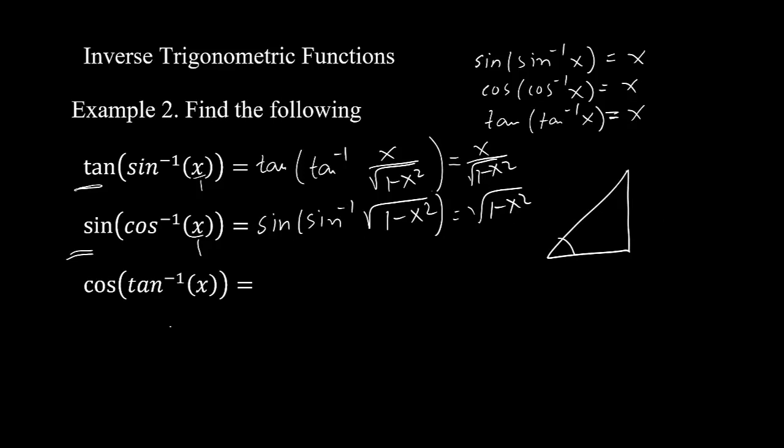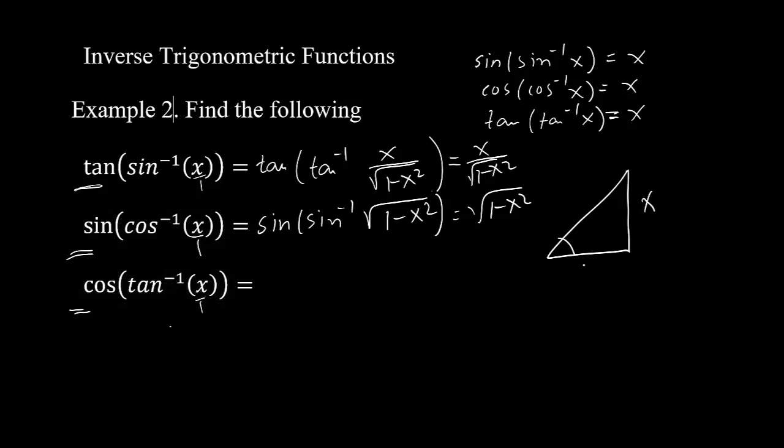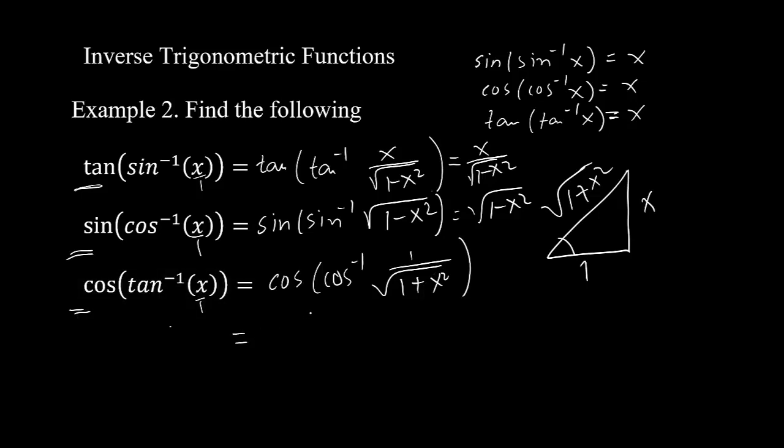For the third one, cosine of tan inverse x. Now looking at tan inverse x, same as you can say x over 1. So this is x and this is 1. This must be the square root of 1 plus x squared by the Pythagorean theorem. So then this is cosine, and cosine inverse, this over this, 1 over the square root of 1 plus x squared. You are done.